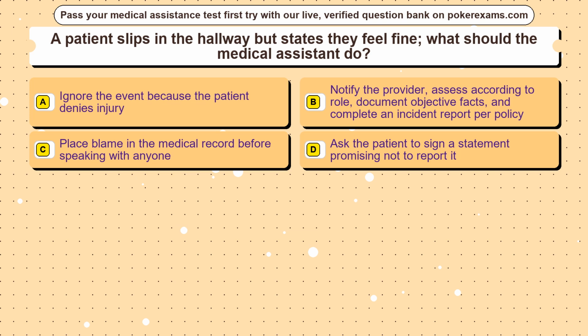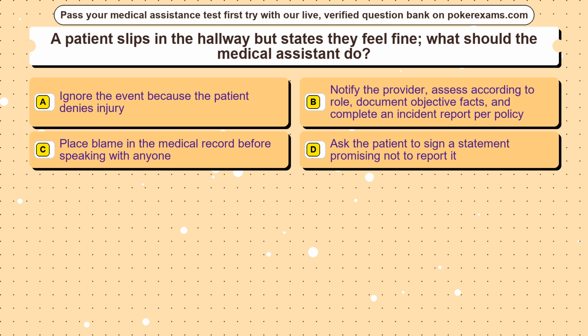Question 1. A patient slips in the hallway but states they feel fine. What should the medical assistant do? Option A. Ignore the event because the patient denies injury. Option B. Notify the provider, assess according to role, document objective facts, and complete an incident report per policy.